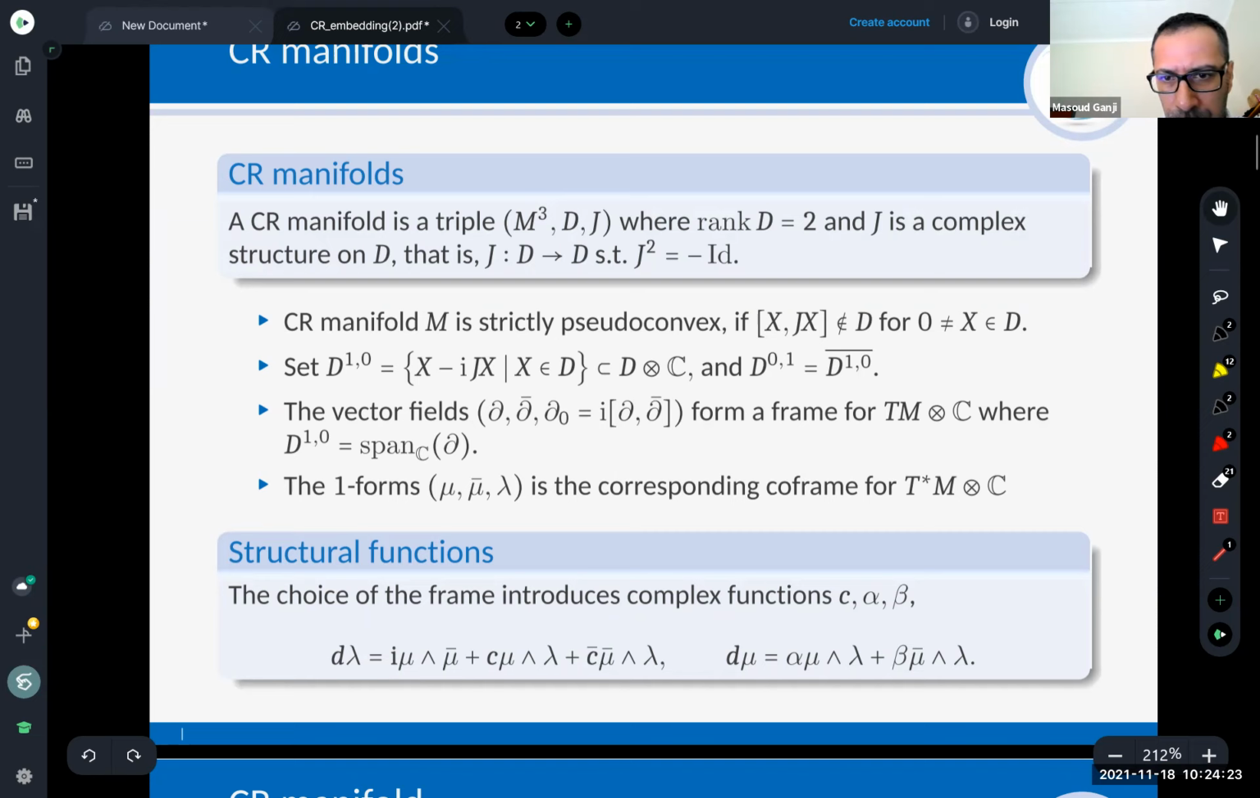It actually introduces three new complex functions: C, alpha and beta. This function C is very important, and we will come back to this C later. This function C sometimes gives us some information about the CR structure itself. So it's very important, especially when we start talking about Sasaki structures. I'll give you maybe a characterization of Sasaki structures based on this function C and this T here.